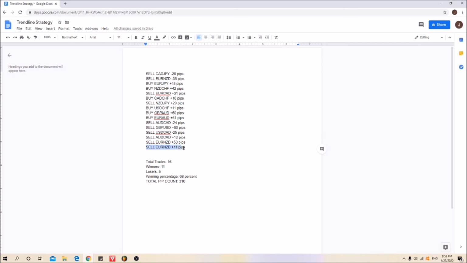This makes the total trade 16. Winners we did have 11. Losers we had 5. This does make the winning percentage of 68%. And the total pip count was 310.